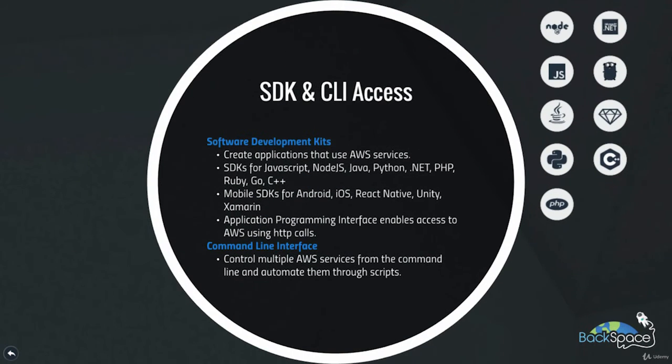You can also access AWS resources through the many software development kits. This allows you to create applications that use AWS as a back end. There are SDKs for all the major languages, and there's also a mobile SDK. It's also possible to access AWS with direct HTTP calls using the AWS REST API. You can also install a command line interface on your desktop, and that will allow you to remotely connect into AWS and also be able to create and run scripts to automate a lot of the processes on AWS.